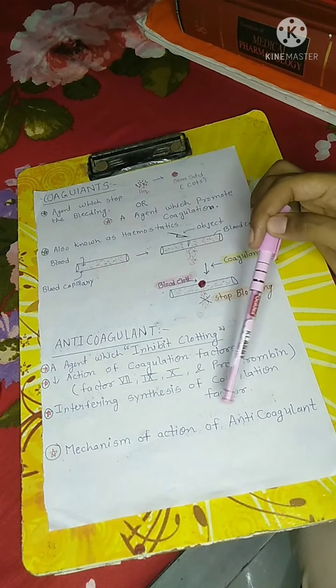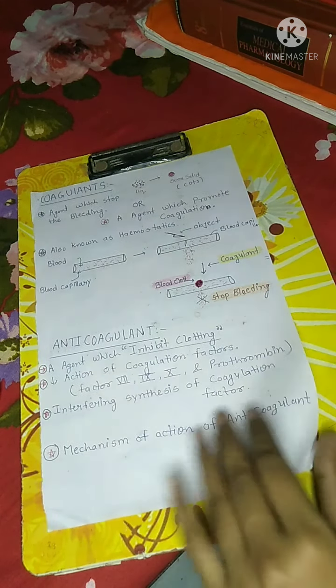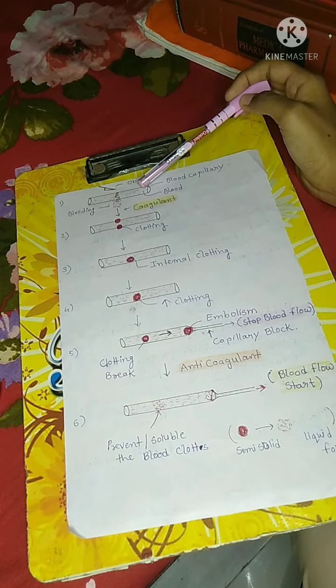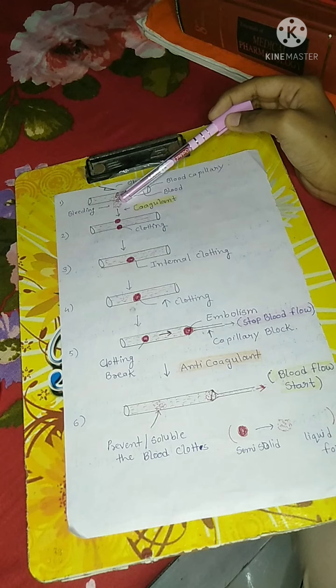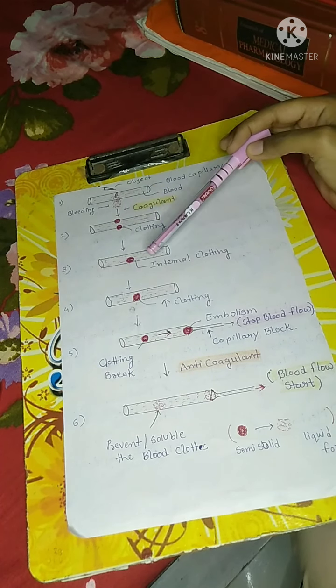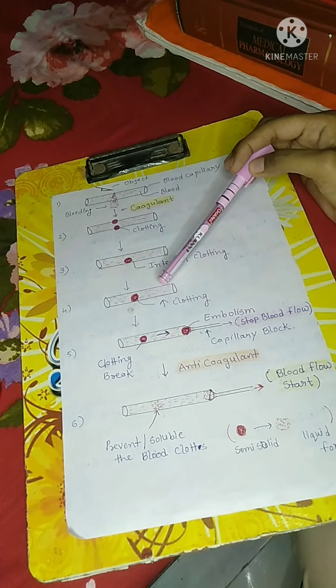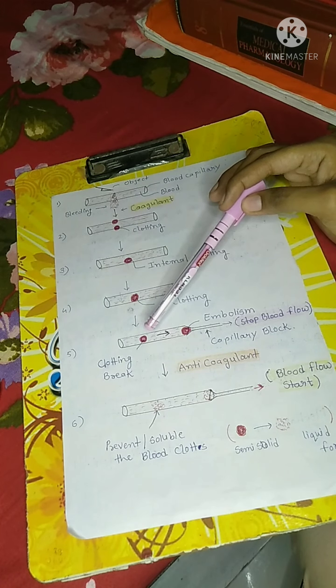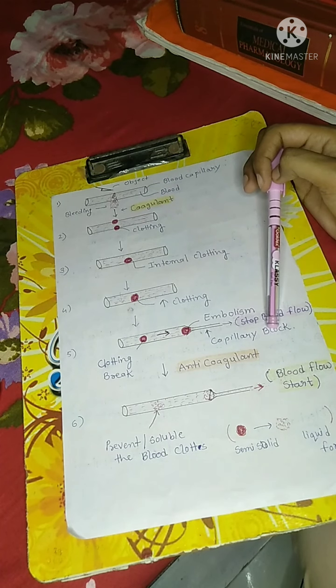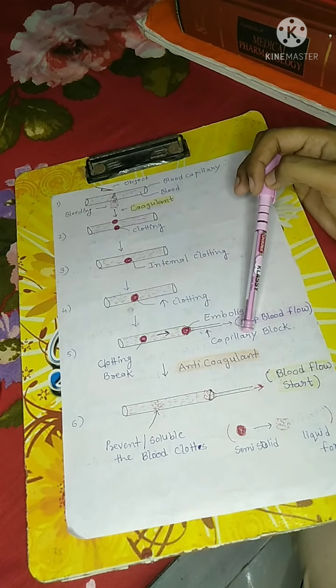So let's start with the mechanism of action of these anticoagulants. Here you can see the blood capillary, and in that blood capillary the blood flows, and when we apply a sharp object the bleeding will start. Then when we apply a coagulant, the blood clot will be formed, the internal clotting will increase and the clotting surface also increases. So when this clot flows in the blood stream, it blocks the small blood capillary, and the blood flow will also be blocked.